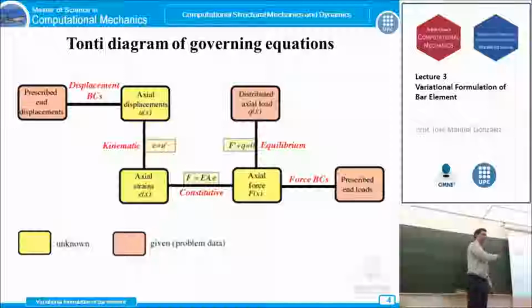So this is our bar element formulation, and we're going to do something very similar in the next hour of the class, with the plane stress problem. And in fact, we can use this Tonti diagram, these governing equations, for all the problems. This is not element dependent, so we can present this formulation for all kinds of complex problems we're going to present. Okay.